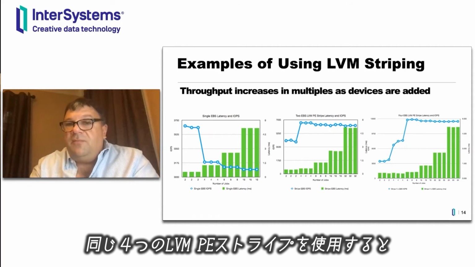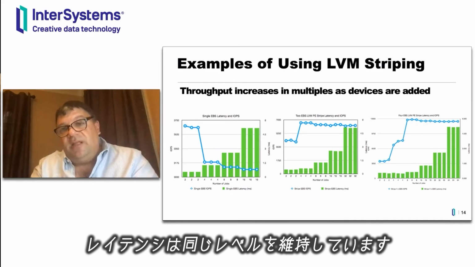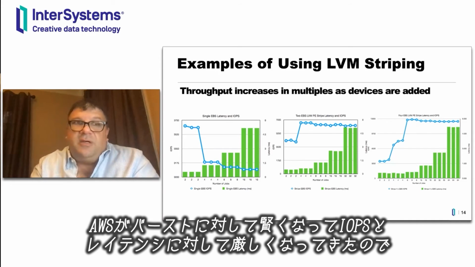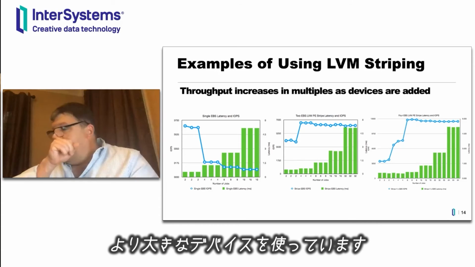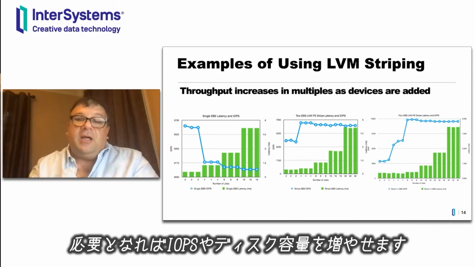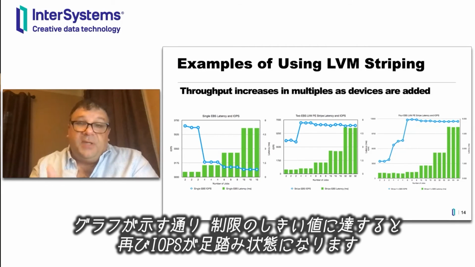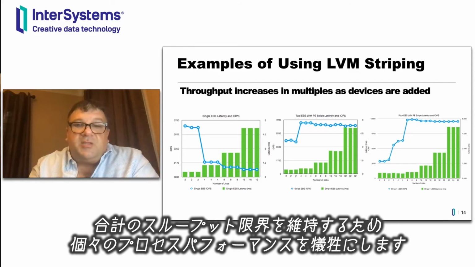Now, using the same 4-volume LVM PE stripe, we quadrupled the throughput from the original to 12,000 IOPS while sustaining the same level of latency. This is using larger devices, as AWS starts to get wise about bursting, and IOPS and latency get a little choppy. This is a good model for growth, as you can expand each EBS volume and get more IOPS and space capacity when needed. As the graph shows, once the limit threshold is reached, again, the IO plateaus. Then as more jobs are added, latency for each process again increases in corresponding fashion and sacrifices individual process performance to maintain the total aggregate throughput limit.